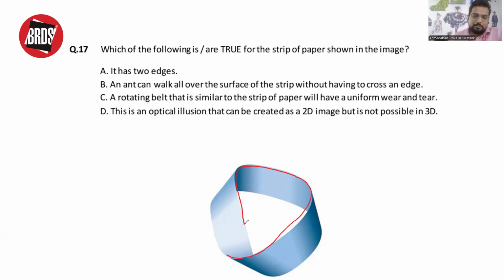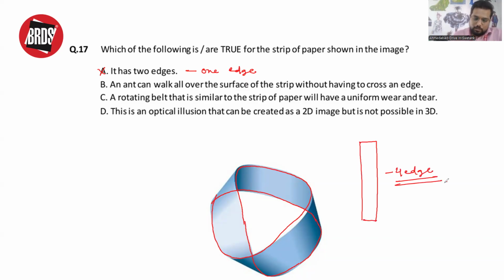It will pass and come onto the other side of it and through that one. It would go and become one single continuous edge. Okay, so this is a wrong option, because it does have only one edge. Even if you cut this piece from anywhere, it would become a very straight strip, which will have a total of 4 edges. That's why the first option won't be considered a true one.